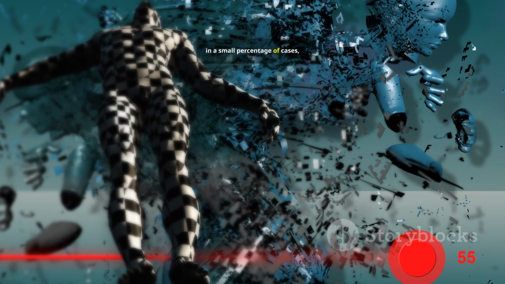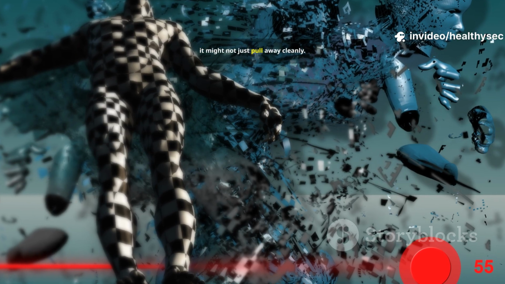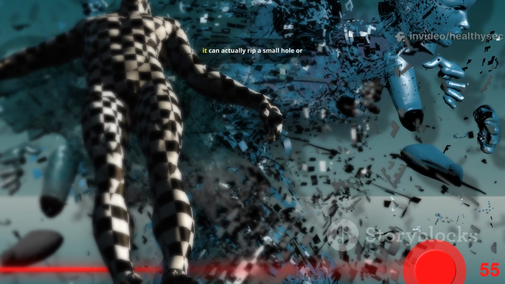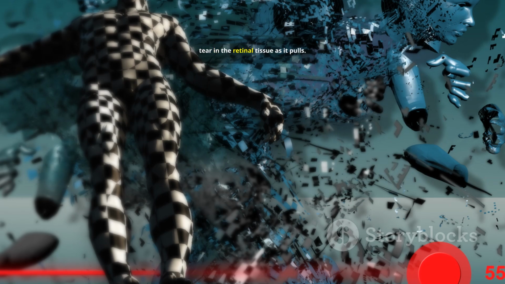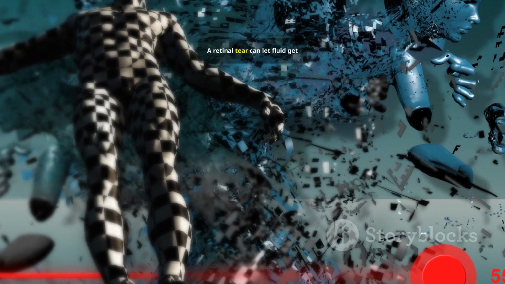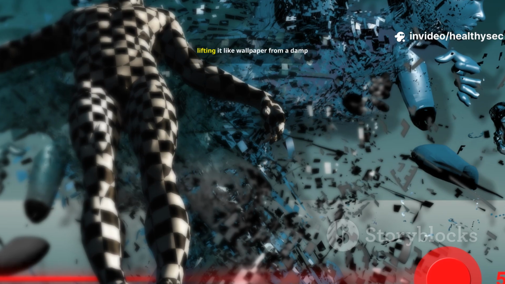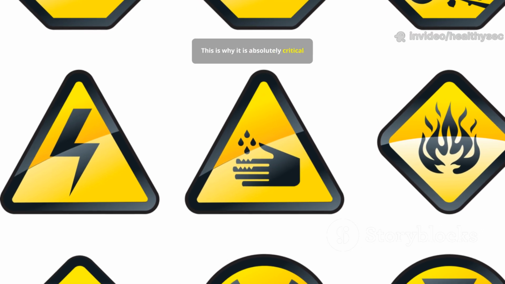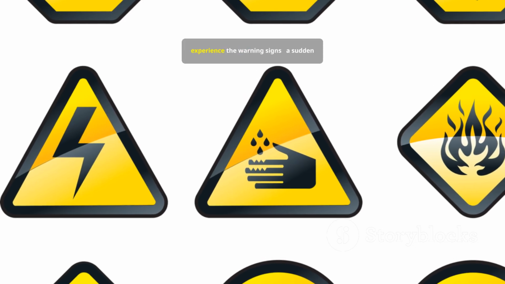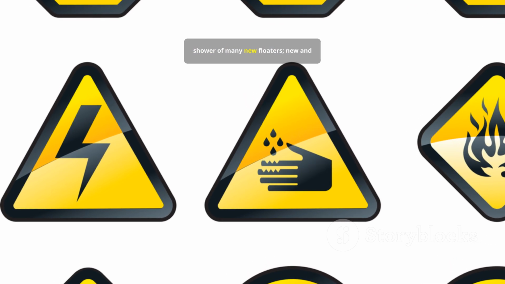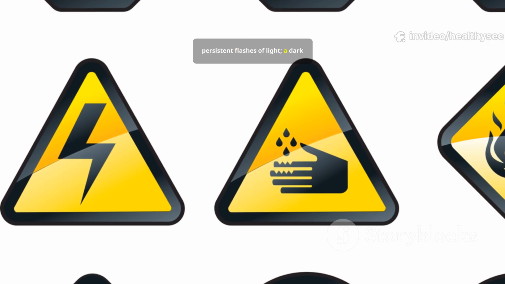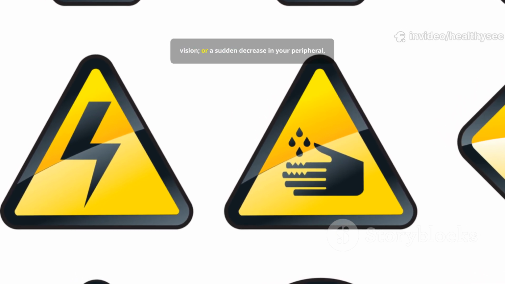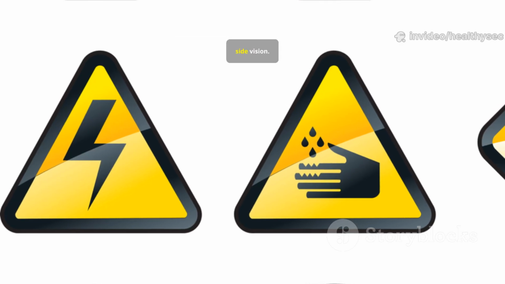However, in a small percentage of cases, the process doesn't go so smoothly. If the vitreous is attached too strongly to a particular spot on the retina, it might not just pull away cleanly. Instead of detaching, it can actually rip a small hole or tear in the retinal tissue as it pulls. A retinal tear can let fluid get underneath the retina, lifting it like wallpaper from a damp wall, a retinal detachment. This is why it is absolutely critical to see an eye doctor right away if you experience the warning signs: a sudden shower of many new floaters, new and persistent flashes of light, a dark curtain or shadow moving across your vision, or a sudden decrease in your peripheral, side vision.